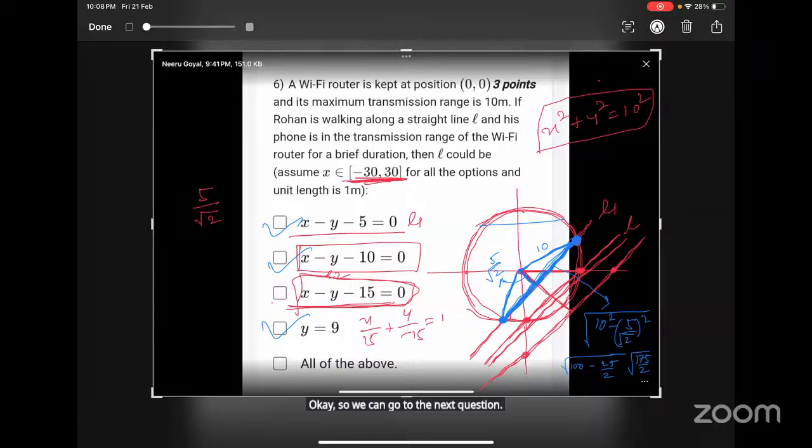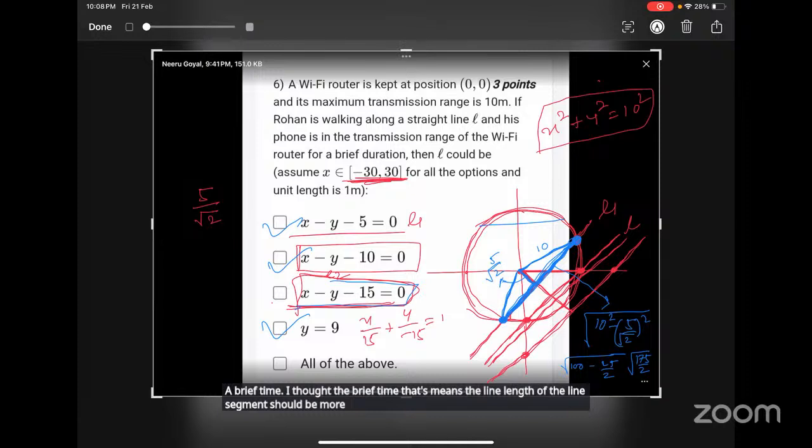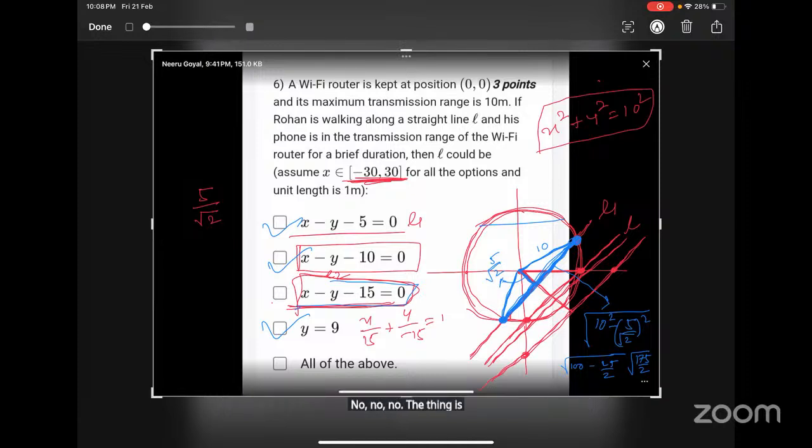Ma'am, for this brief time, I thought that means the length of the line segment should be more. Yes or no? The thing is, you need the line which is inside the range, right? So you don't need to calculate the length of the line.